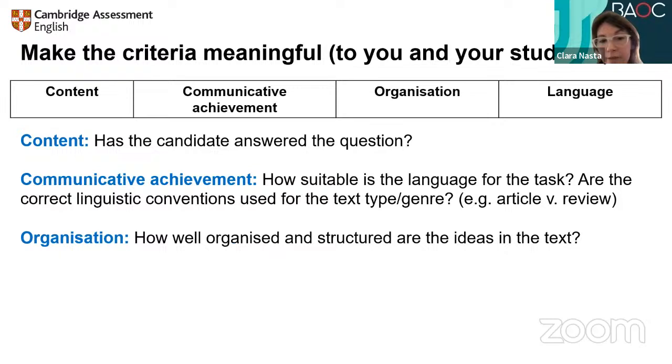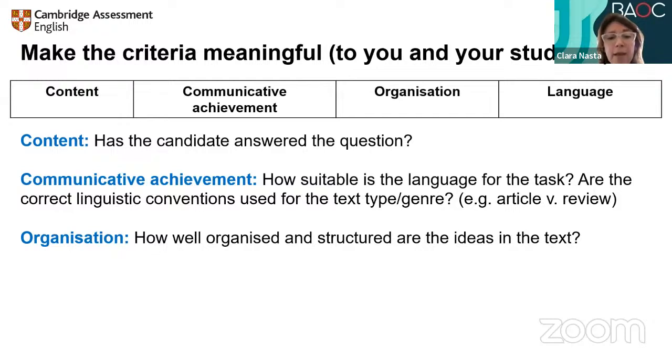Okay, then organization, this is easier to understand. This is whether the text is organized and structured, the reader doesn't get lost, the idea can be followed. If all that happens, it means that we may be in the presence of some kind of organization, paragraphing, punctuation, cohesive devices, coherence in the ideas that are presented, reference, substitution, different markers of organization may be present, but this is what we have to be looking for.